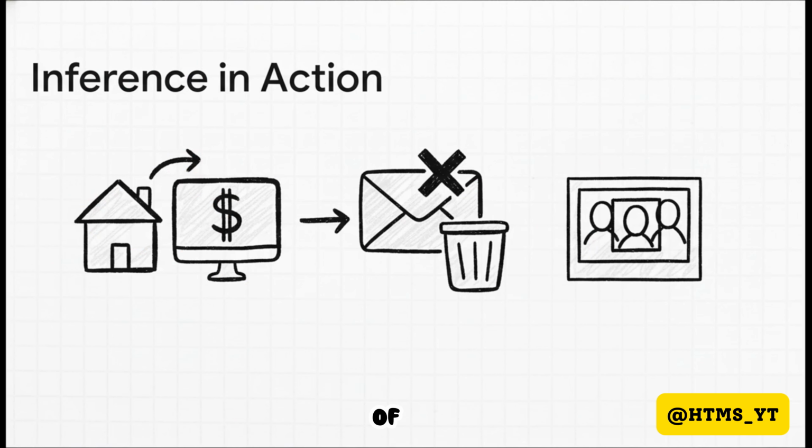And this is the part of machine learning you actually interact with every single day. When a website gives you an estimate for a house's price, that's inference. When a brand new email gets flagged as spam, that's inference. Or when your phone recognizes a face in a new photo. Yep, inference. It's the trained model doing its job in the real world.